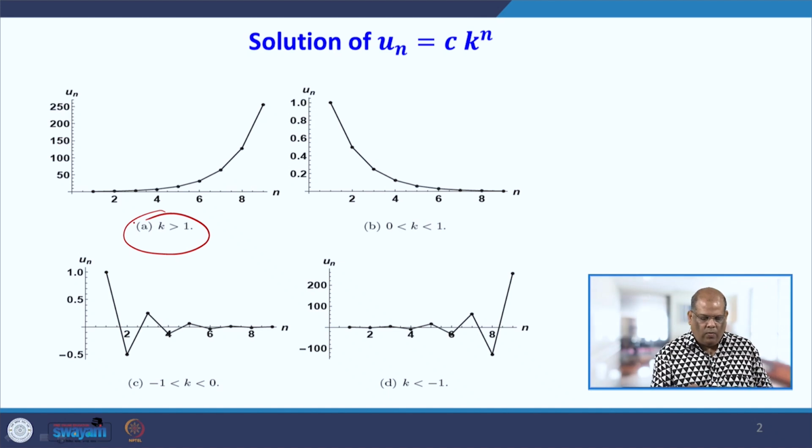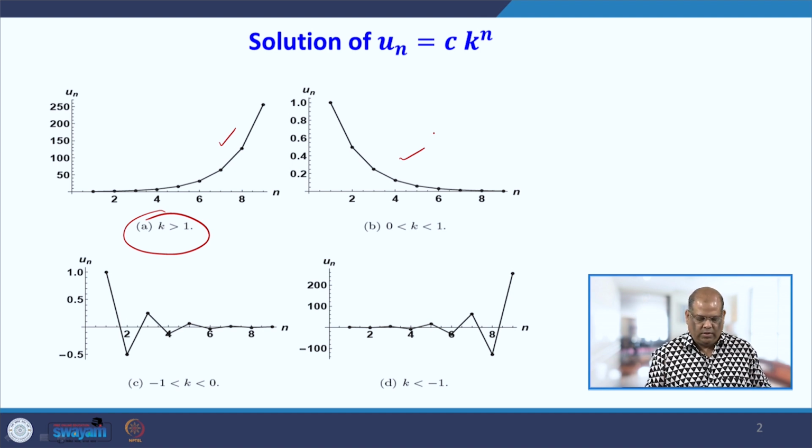In my previous lecture, we came across the solution of the difference equation in the form un equal to c k to the power n, where c is an arbitrary constant. And we have seen how the solution behaves for various values of k. For example, if k is greater than 1, as n increases, the solution becomes unbounded. When k lies between 0 and 1, as n increases, the solution converges to 0, or decreases.